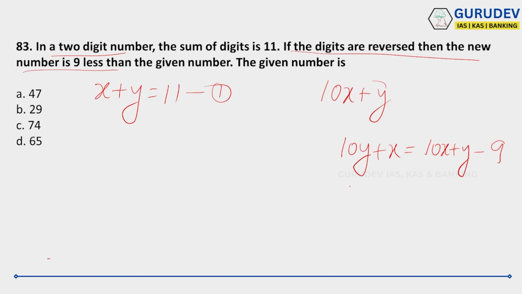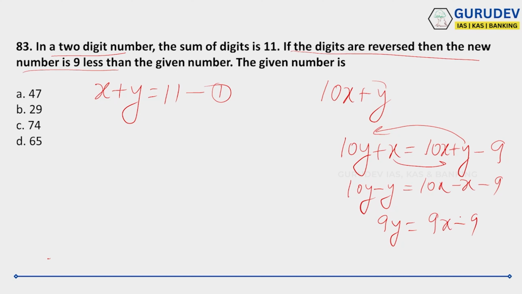If I solve this, the 10y plus x equals 10x plus y minus 9. This y goes to the left-hand side and becomes minus y, and the x goes to the right-hand side and becomes minus x. The minus 9 stays there itself. So 10y minus y is 9y, equal to 10x minus x is 9x, minus 9. If I take 9 as common, the 9 gets cancelled. y is equal to x minus 1. That is nothing but x minus y is equal to 1. This will be my equation 2.